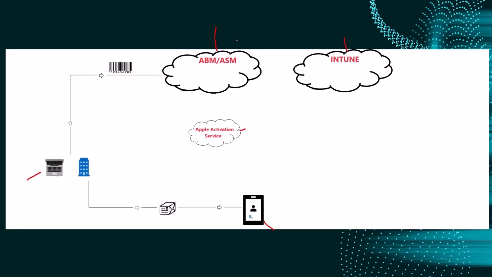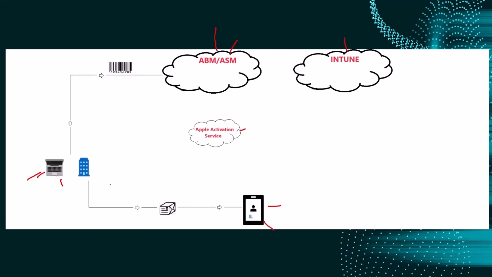ABM or ASM, we have already spoken. This is an instance of ABM that Apple has. It is also there on the cloud. Now, what happens is this is the admin. Okay. Now let me go to the next, or before we go to the next diagram, let me explain this arrow first. So what is happening is this is an iPhone, and obviously this iPhone has a serial number. So this serial number of this iPhone needs to be uploaded to the ABM or ASM instance. Who will do that? The admin will do that.